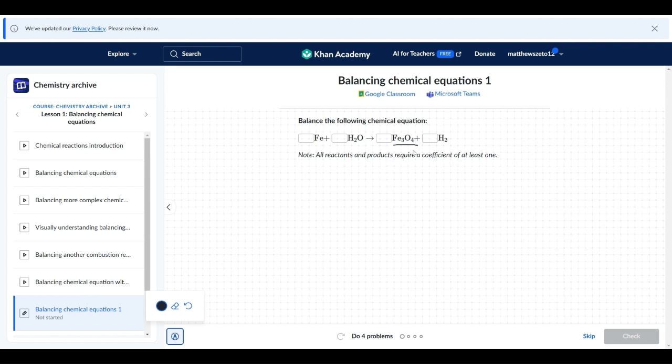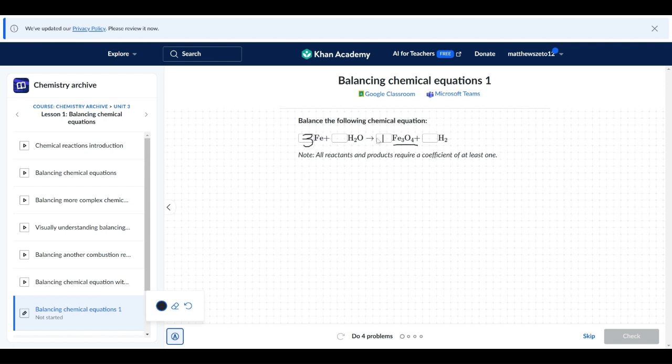If you assume that we have one of this molecule, then we have to look at what kinds of atoms are inside it. Because of the subscript 3, we know that there should be 3 iron atoms on this side. Both the reactant side and the product side of the equation have to be the same. So if there's 3 on this side, we need to balance accordingly and put 3 on this side.